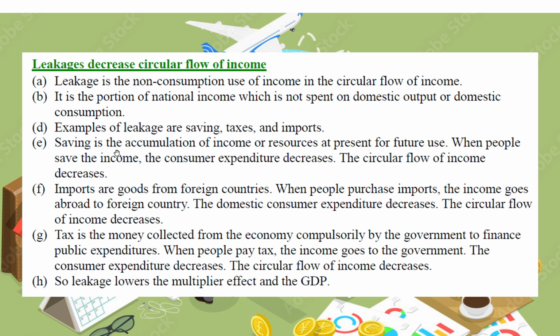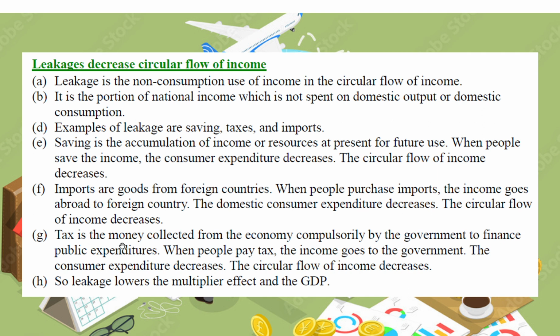Saving is the accumulation of income or resources at present for future use. They don't spend it now, they spend it later, so it stops. When people save the income, the consumer expenditure decreases, and the circular flow of income decreases. Imports are goods from a foreign country. When people purchase imports, where does the income go? It goes abroad to a foreign country, not to circulate in the local country. So domestic consumer expenditure decreases, and the circular flow decreases.